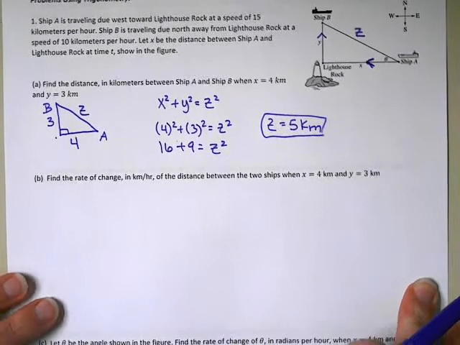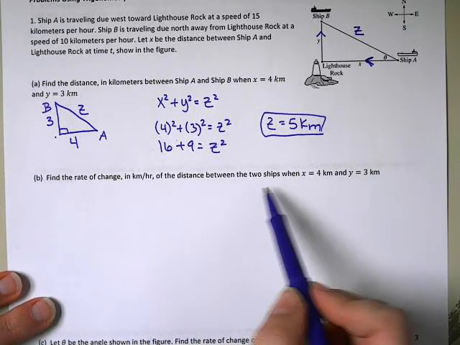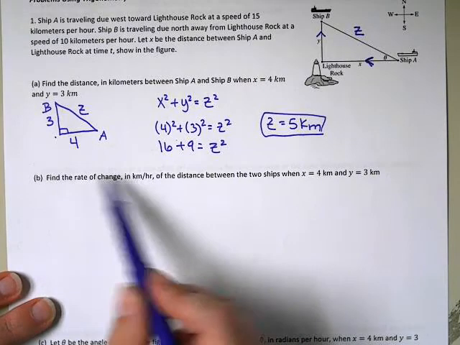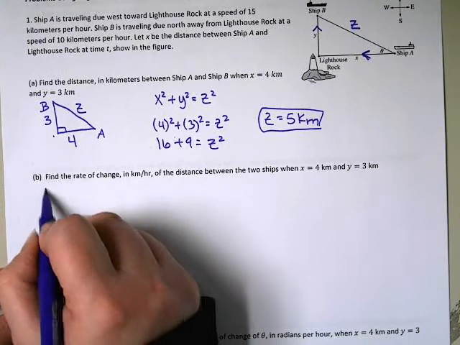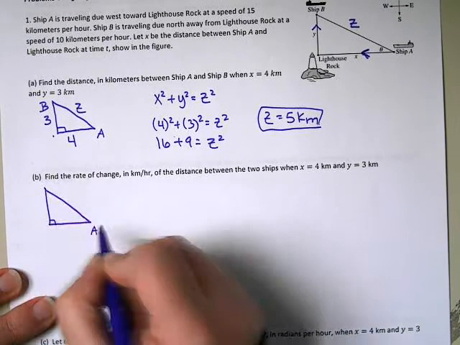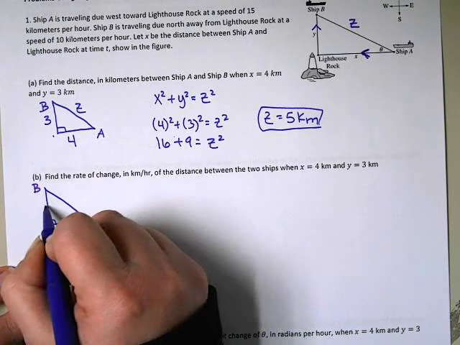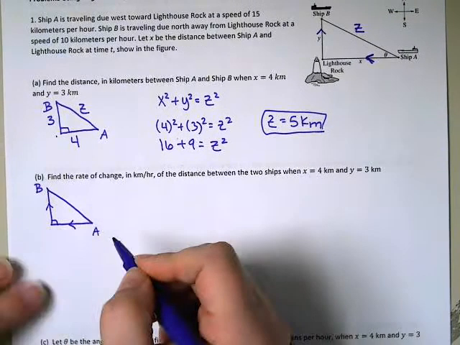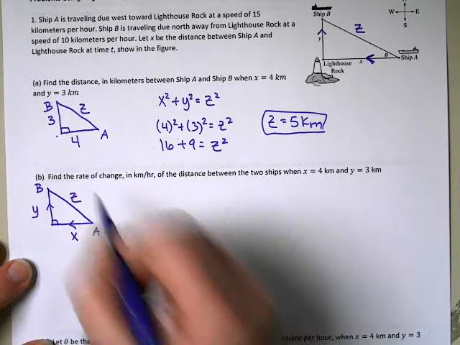Okay, so part B says find the rate of change in kilometers per hour of the distance between the two ships when x is 4 and y is 3. This is definitely a related rate because now we're talking about a rate of change. So let's go ahead and draw our picture again. Here's ship A heading this direction. Here's ship B heading that direction. There's our lighthouse in the middle there. And we know this is x, y, and z.